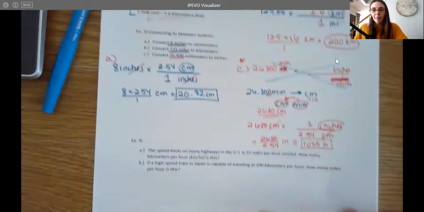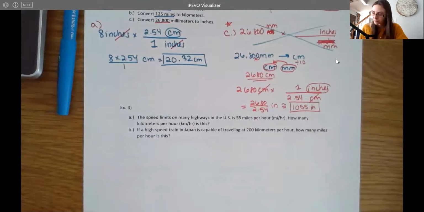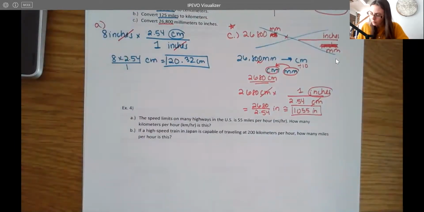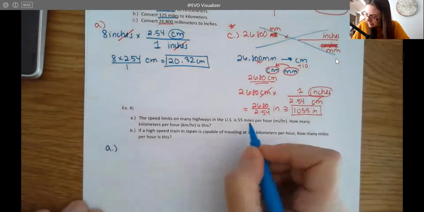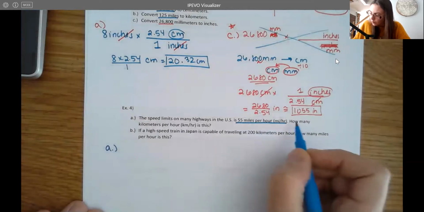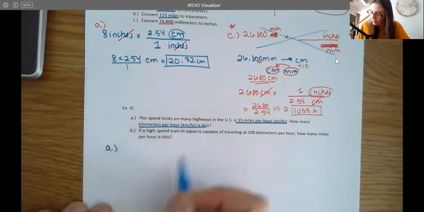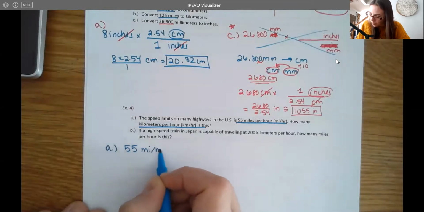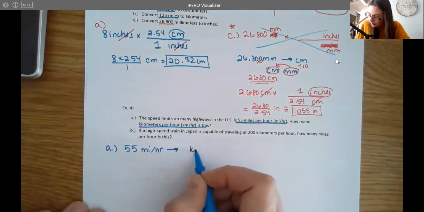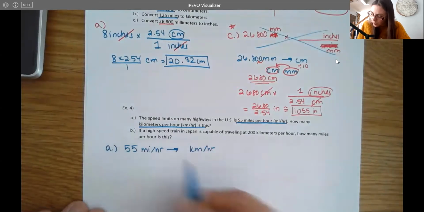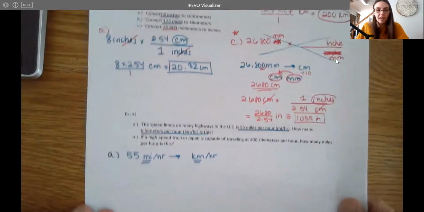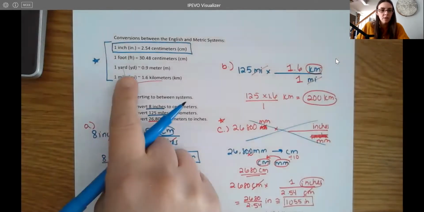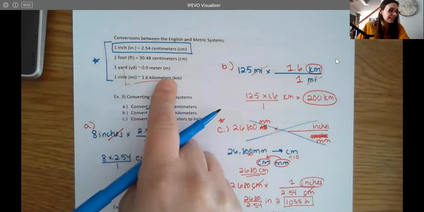All right, let's do a couple more examples, and that will wrap up our lesson on length. All right, so the speed limit on many highways in the US is 55 miles per hour. We want to know how many kilometers per hour this is, right? So I want to go from 55 miles per hour to kilometers per hour. So I'm changing from miles to kilometers here. Now, if I go up here, I actually do have that conversion, miles to kilometers, which is really nice.